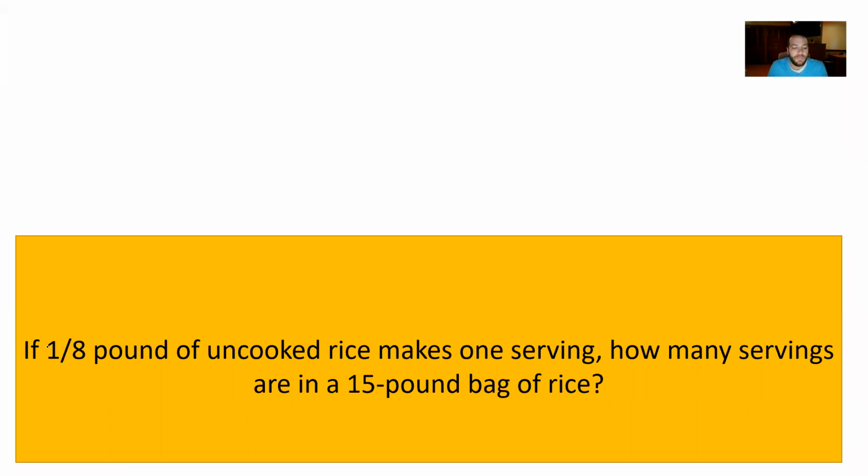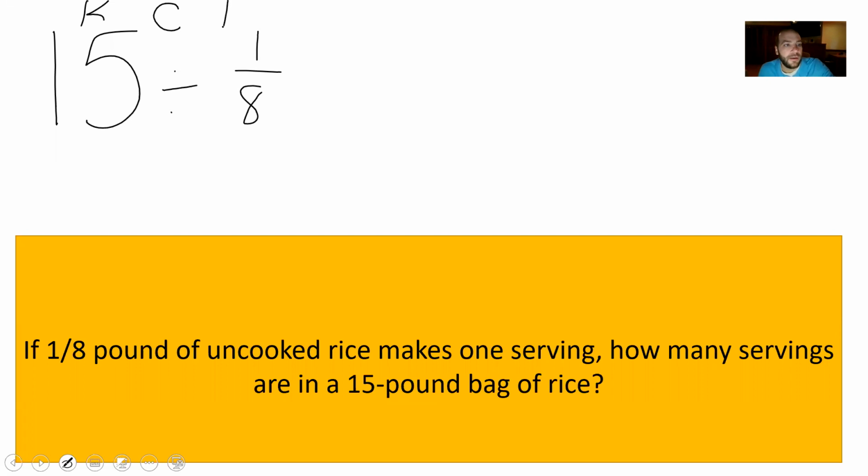Now, if 1/8 pounds of uncooked rice makes one serving, how many servings are in a 15-pound bag? Oh my gosh, that's a lot. That's a lot of servings, right? So the first thing you have to ask yourself in division, because order matters, are we starting with 15 pounds and making a bunch of 8s? Or are we starting with 8s and making a bunch of 15s? We're starting with 15. So that's the first number you put in the division problem. And we're dividing that into as many 8s as possible. Oh my gosh, we're going to divide with a fraction? No, we're not. We're going to keep, change, flip that thing.